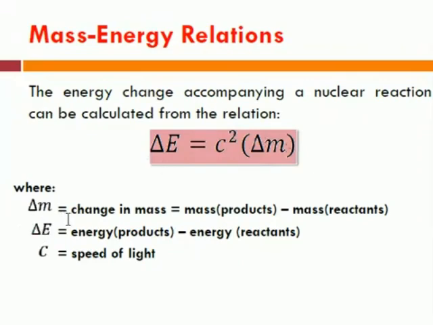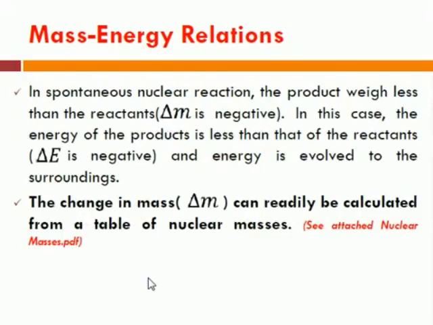Delta m is equal to the change in mass, which is equal to the mass of the products minus the mass of the reactants. Delta E is equal to the energy of the products minus the energy of the reactants. And c is the speed of light, and that is constant. In a spontaneous nuclear reaction, the product weighs less than the reactant, so delta m is negative. In this case, the energy of the products is less than that of the reactant, so delta E will be negative, and energy is evolved to the surroundings.